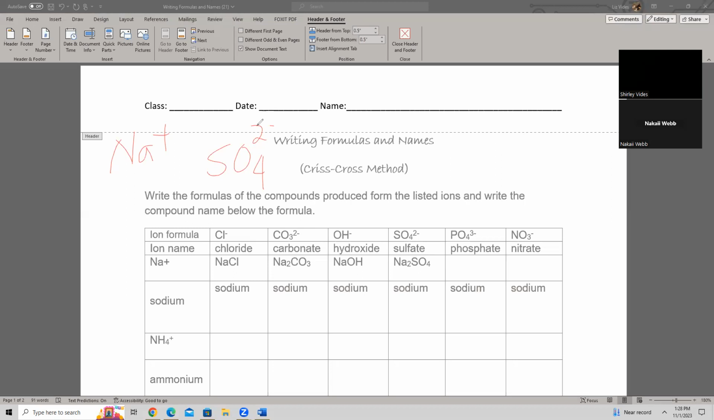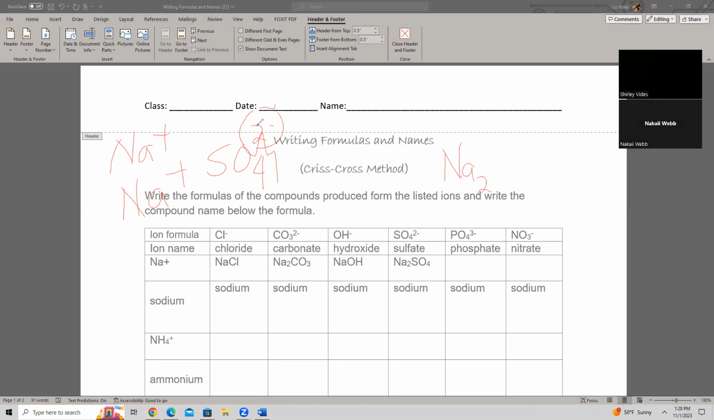Okay, so we have those two. Now, in order for the compound to be neutral, we have to have 2 positives, right? So we need another sodium to counteract the negatives. Therefore, we write it as Na2.